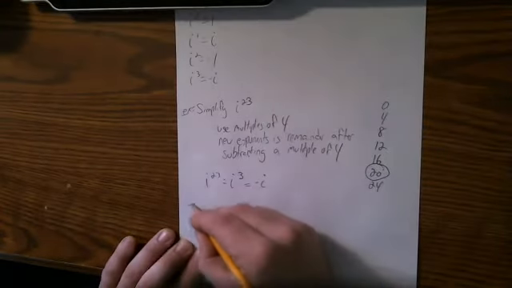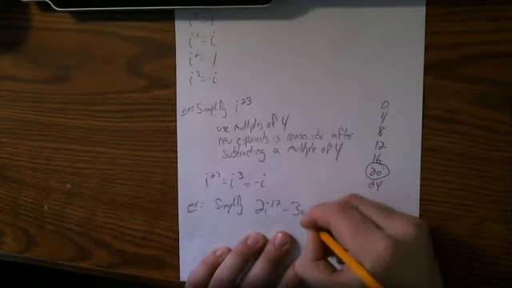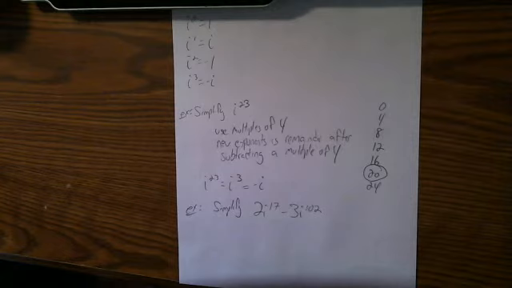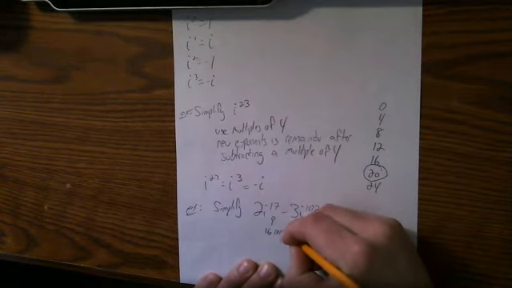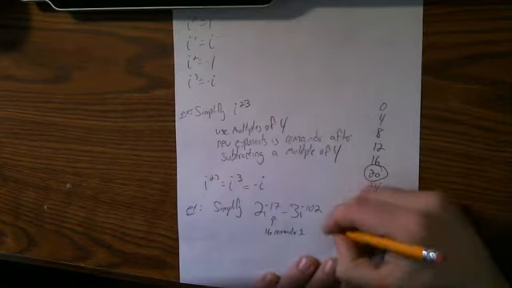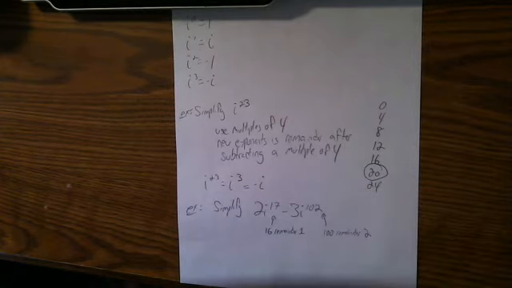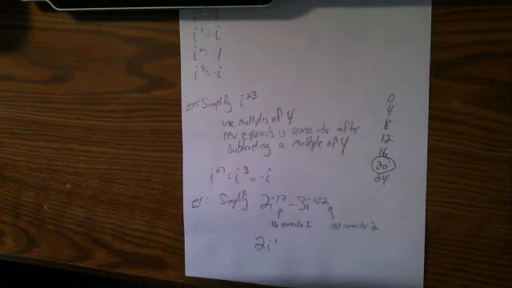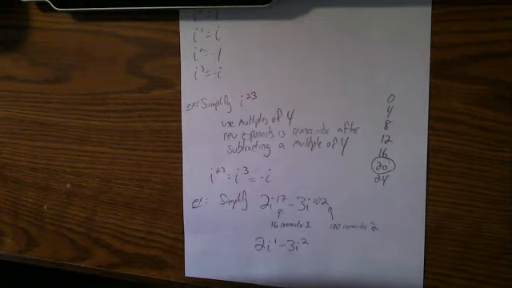Another example. Let's simplify 2i to the 17th minus 3i to the 102nd power. So now again, we're just looking for multiples of 4. So the closest multiple of 4 to 17 is 16. The remainder is 1. The closest multiple of 4 to 102 is 100. The remainder is 2. Therefore, those are our new exponents. So I could express 2i to the 17th as 2i to the 1st. I can express negative 3i to the 102 as negative 3i squared. So i is i, and i squared is negative 1.